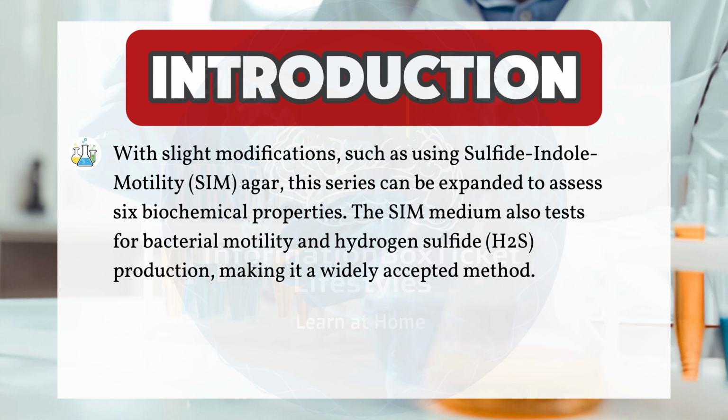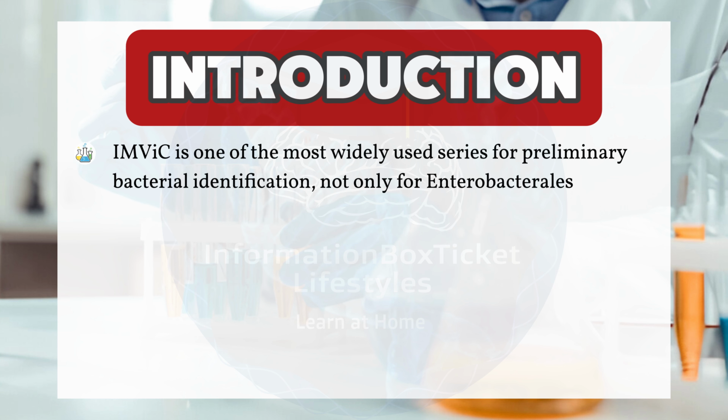With slight modifications, such as using sulfide indole motility, SIM, agar, this series can be expanded to assess 6 biochemical properties. The SIM medium also tests for bacterial motility and hydrogen sulfide production, making it a widely accepted method.